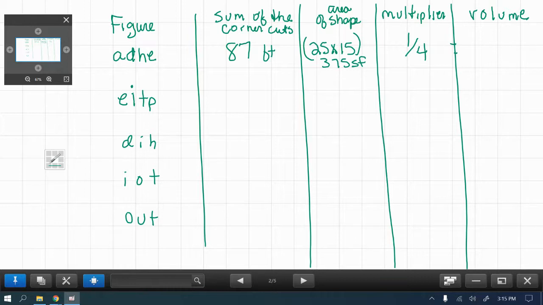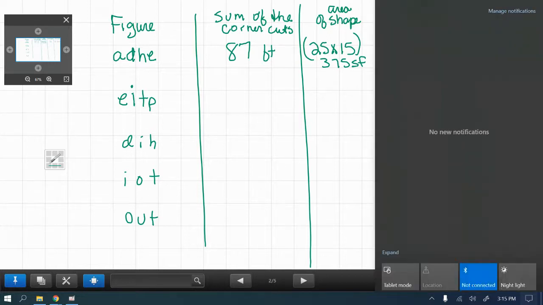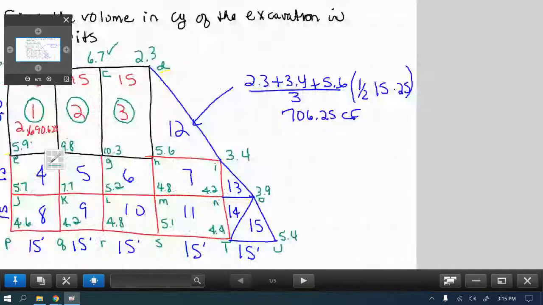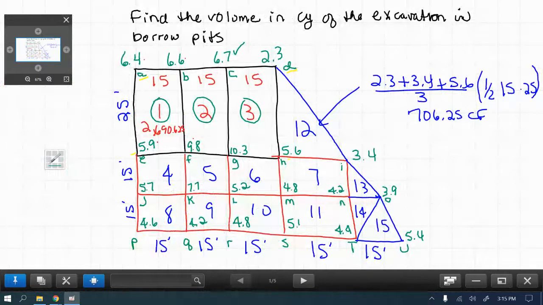So I'll do 87 times 375 and divide it by 4, 1/4. I'm at 8,156.25. So see how easy that was to do if you can isolate it? Instead of having to take each one and go over here and do each separate one and then add them all together, I can isolate them.